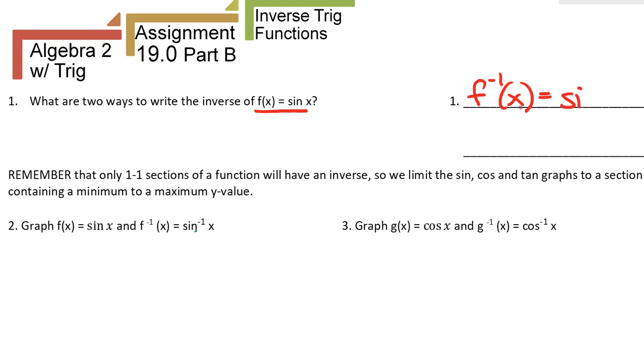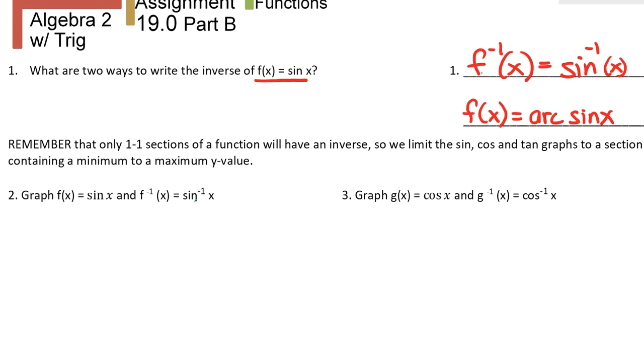You read this as F inverse of x equals inverse sine. So when we put this -1 on a function rather than on a variable, it's not an exponent. We say the word inverse. F inverse of x is equal to inverse sine of x. And then historically, long before that became popular with computers and calculators, the more historical symbol for the inverse of sine is arc sine. And we'll use those interchangeably.